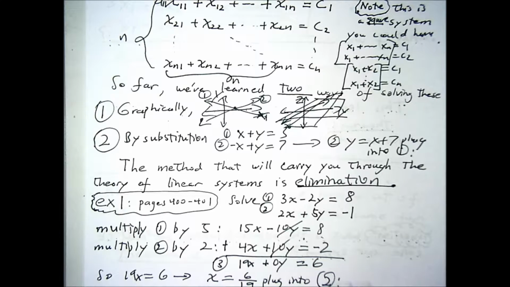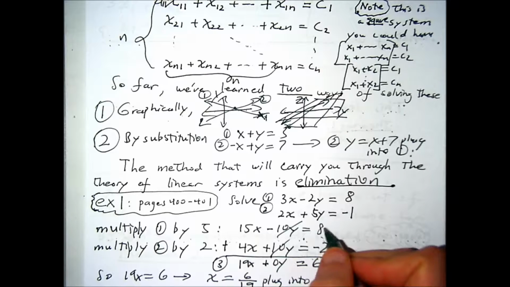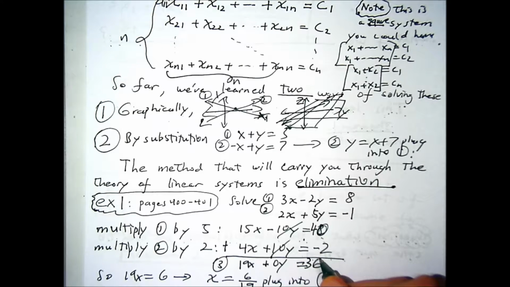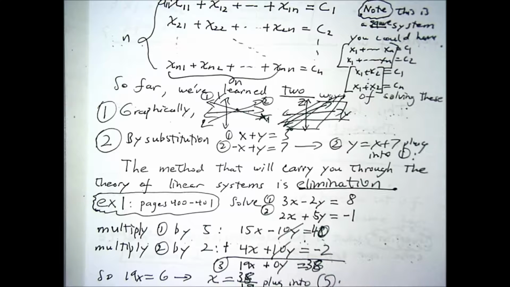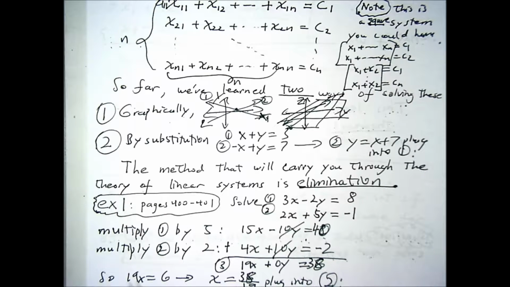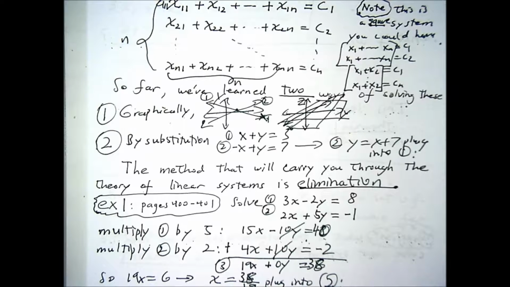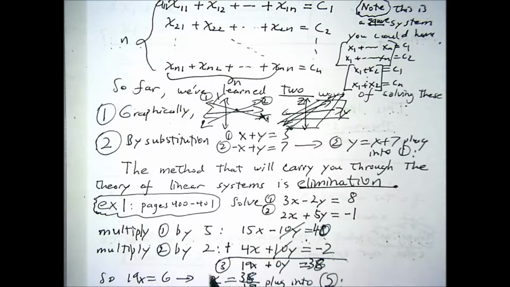Okay, how about I don't know how to do math. I was supposed to multiply this by 5. So this is 40. And then if I add this, this is 38. Okay, so x is really equal to 38 divided by 19, which is 2. Sorry about that. So we plug this into 2, and we get 2 times 2 plus 5y equals negative 1. So that means 5y is equal to negative 5. So y is equal to negative 1. So I have my y and I have my x.